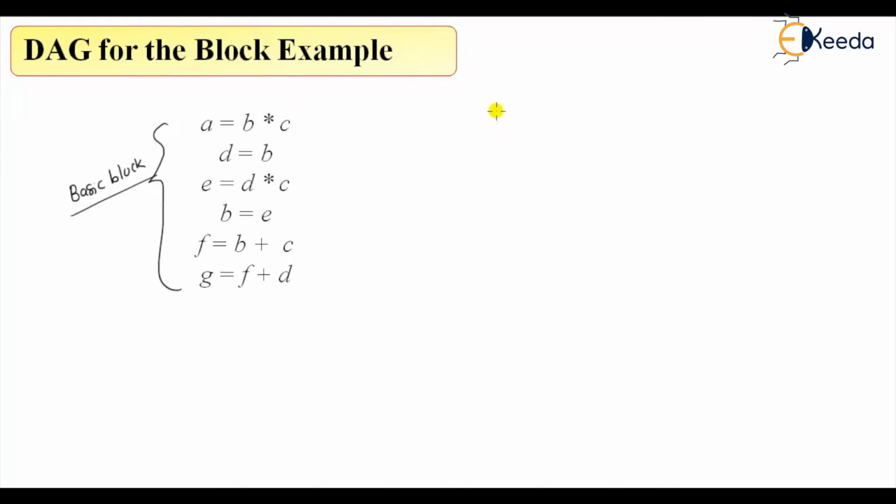The first statement is A equal to B star C. So what we'll do here is put a multiplication, and the nodes will be B and C. Then D is equal to B. The simple assignment is there, and for that I will attach another label to the node, because D and B value is same, and D is nothing but the copy of B. So here I will just put a D also.